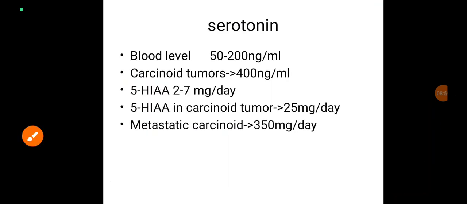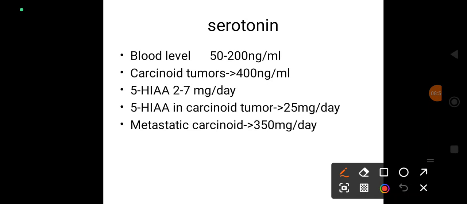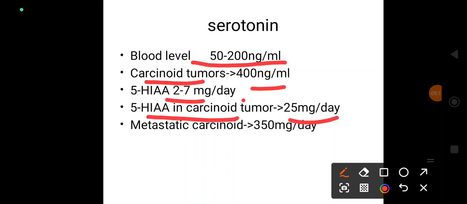What is the normal level of serotonin in our blood? It is 50 to 200 nanograms per ml. But when there is a cancerous condition like carcinoid tumors, it goes beyond 400 nanograms per ml. 5-hydroxyindole acetic acid is normally excreted at 2 to 7 milligrams per day. But in a condition like carcinoid tumor, it is more than 25 milligrams per day. In metastatic carcinoid tumors, it is more than 350 milligrams per day.